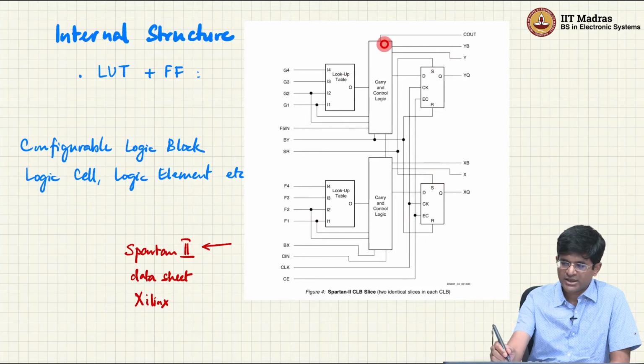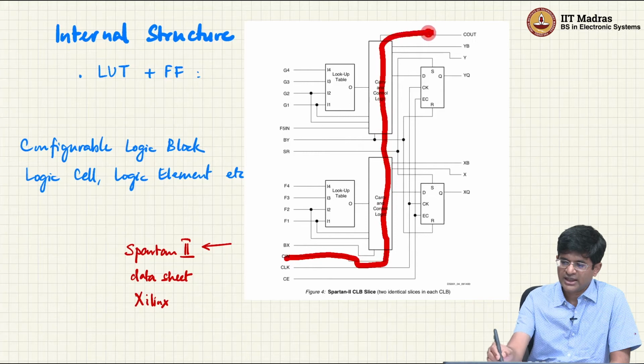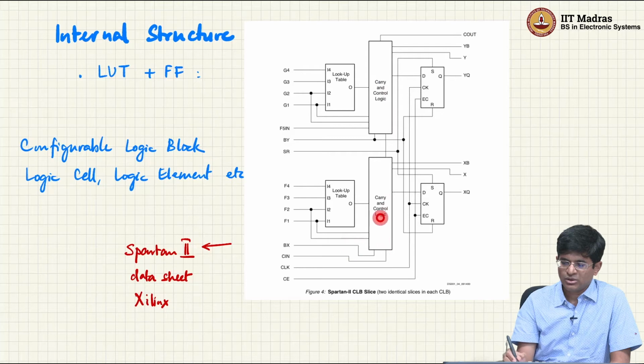What is this carry and control logic out here in the middle? If you look carefully, you will see that this signal has something called a C in, which comes in here, goes through this and through the second block, and finally comes out as C out. In other words, this literally allows you to implement ripple carry adders in a very efficient manner. So that's it, this is just some additional functionality.